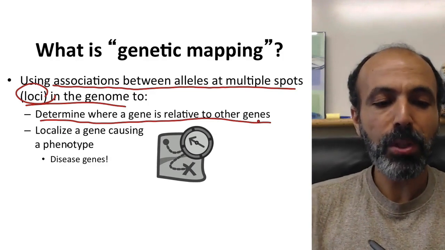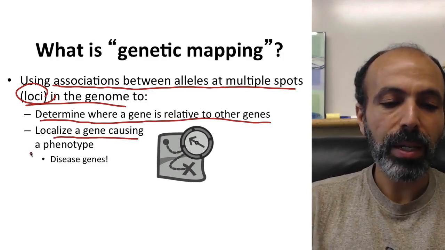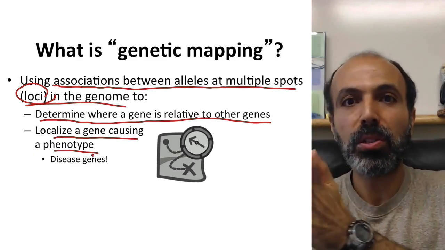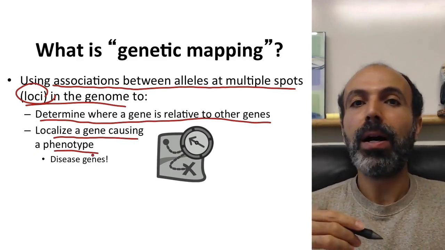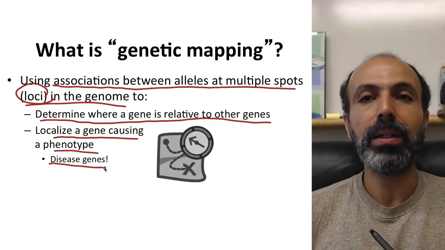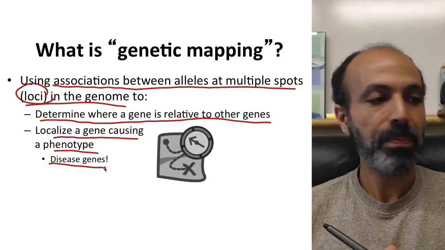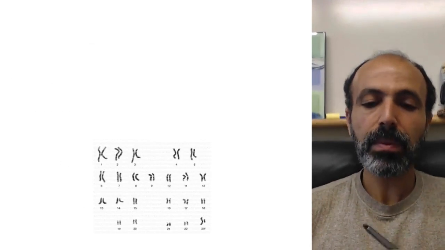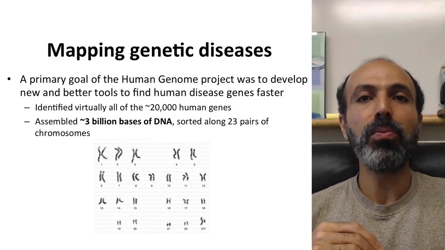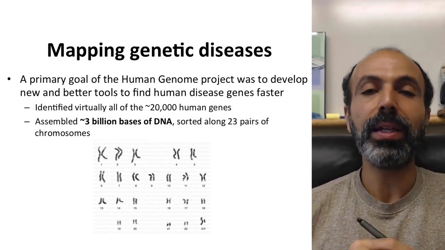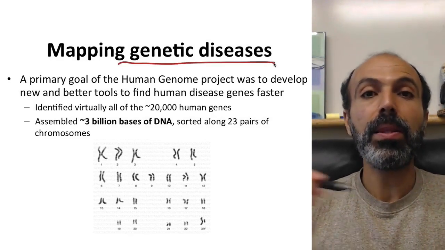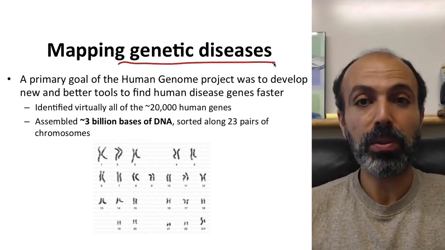Or we may be trying to localize a gene that is causing a phenotype. So we may be, for example, trying to find where is the gene that is related to diabetes predisposition or cancer predisposition. And this, again, is often done in the context of cancer. So this was one of the primary driving forces for the Human Genome Project a little bit over a decade ago, that we wanted to be able to map genetic diseases in the human genome once the sequence was obtained.